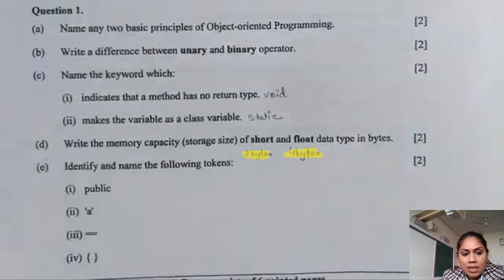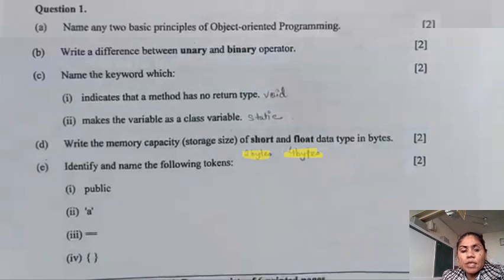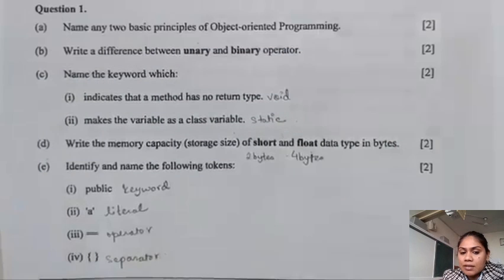Next question number E, identify and name the following tokens. First one is public. So public is a keyword. Single quote A is a literal. Double equals to is an operator, and these curly braces or parentheses are known as separators.